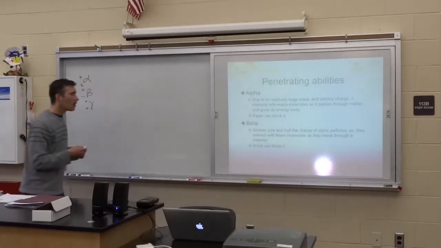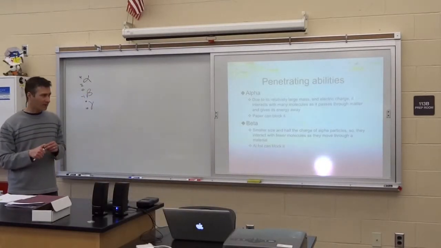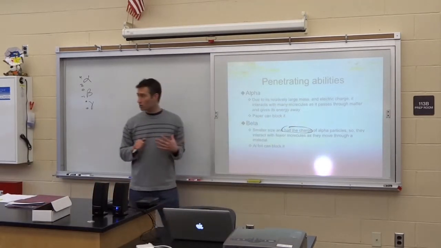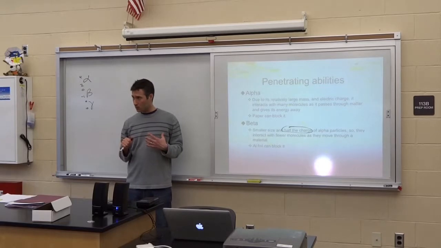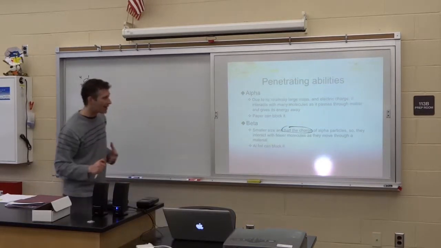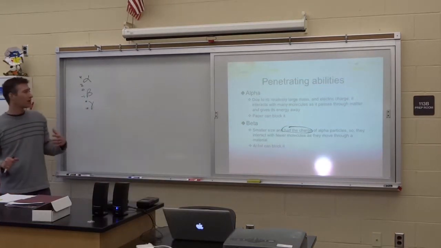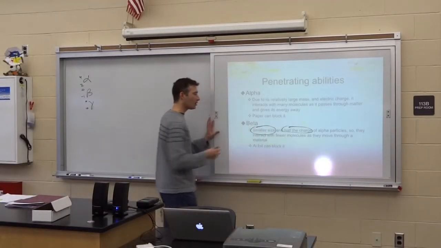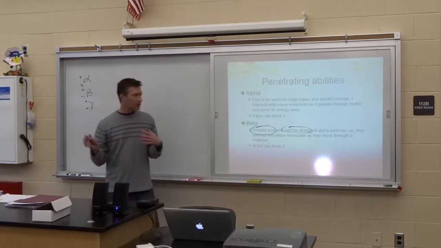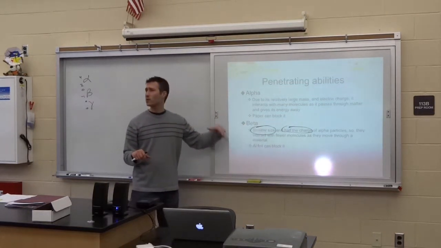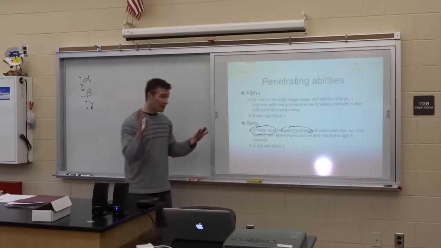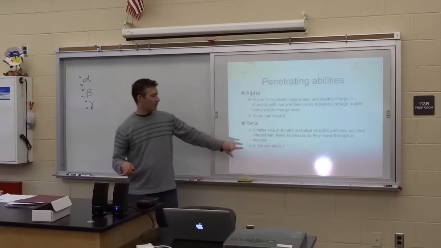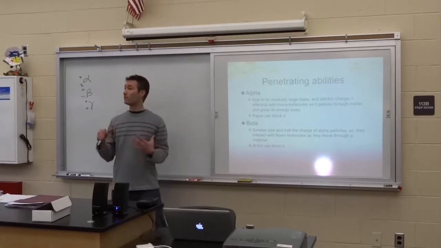Beta particles can penetrate more easily than alpha, and the main reason for that is that they only have half the charge of the alpha particle. And so there's less of an electrostatic repulsion or attraction with nuclei and with other electrons. And again, they are a lot smaller in volume. They're quite a bit smaller in mass, so that also allows them to penetrate a little better. But again, charge is the big thing here. So a beta particle can pretty effectively be blocked by a piece of aluminum foil.